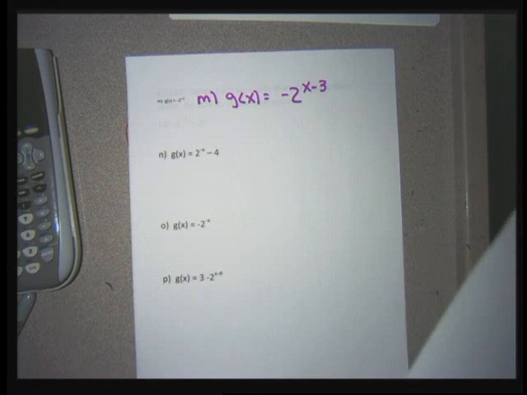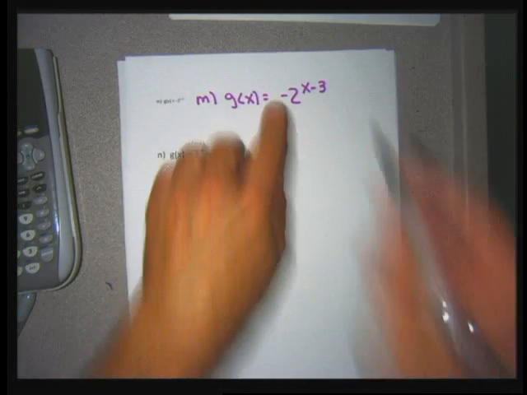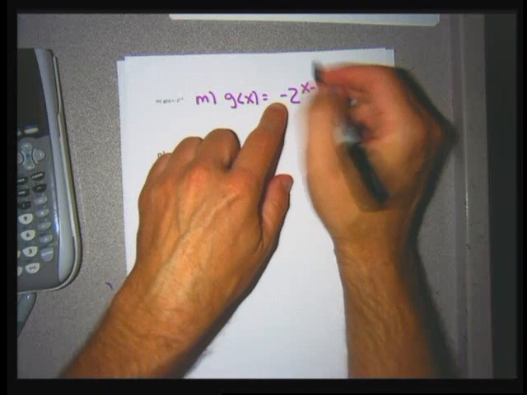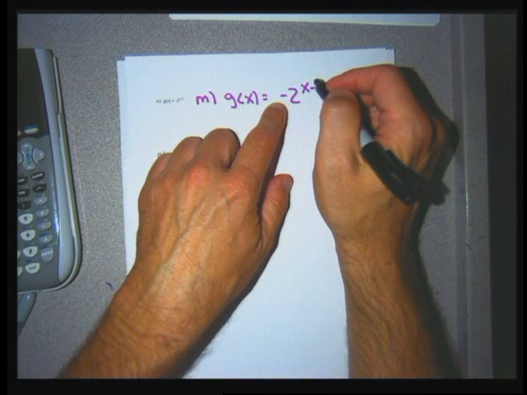The m, apparently, I couldn't blow it up for some reason, so I wrote it big here. This negative reflects it over the x-axis, because it's not a negative in front of the x.